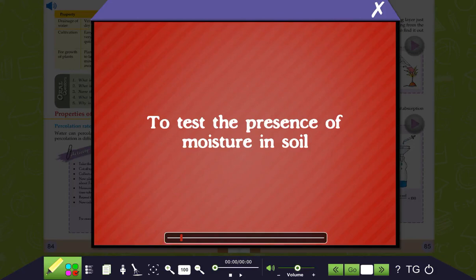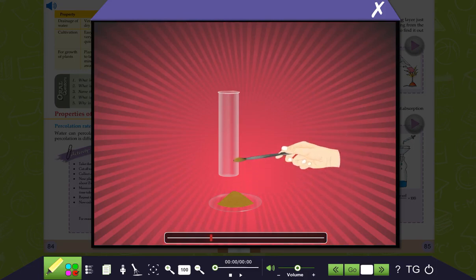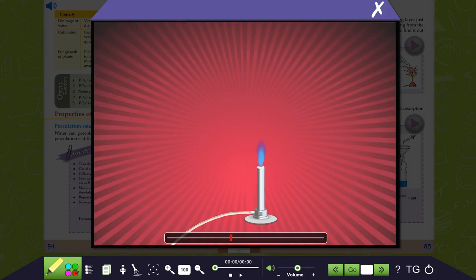Activity 3. To test the presence of moisture in soil. Take a boiling tube and fill 1/4 of the tube with soil. Now heat it gently on a flame. You will notice some drops of water on the upper part of the tube. This shows that the soil contains water. The water vapor condenses after touching the cooler upper part of the tube.